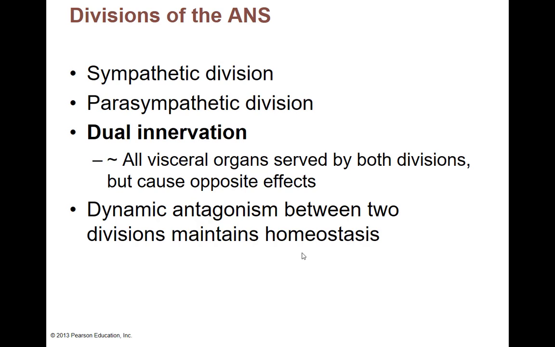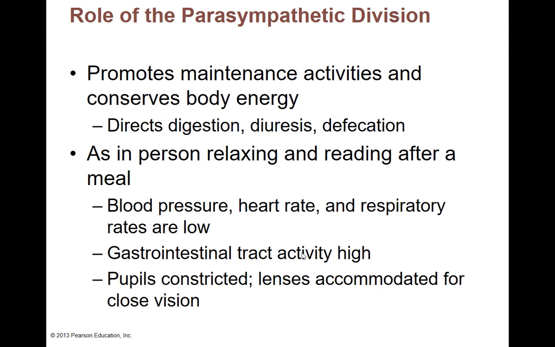Now, this dynamic antagonism maintains homeostasis, so that we have the right nutrients and enough oxygen to get us through stressful environments, but also tries to conserve energy when we're at rest. So, your parasympathetic: this is when you're at rest. This promotes maintenance activities and tries to conserve as much body energy as possible. We're just trying to digest our food to get the nutrients out of it. The diuresis, we're making urine, we're filtering our blood, we're getting rid of our waste products through defecation. We're just trying to maintain our body as is at rest.